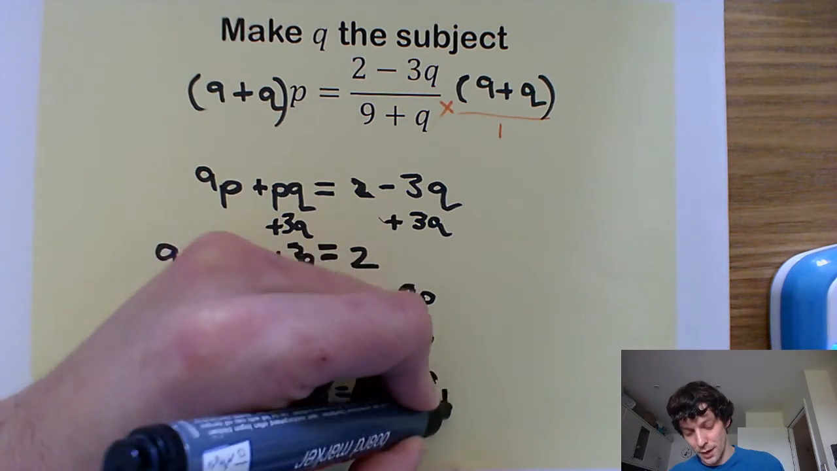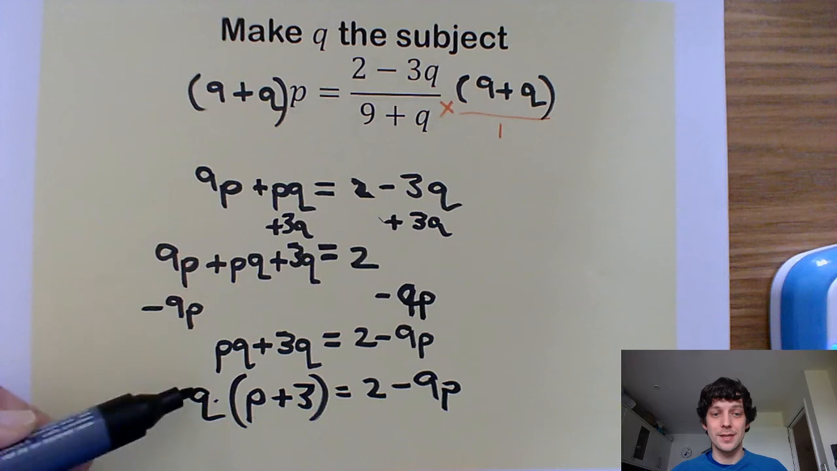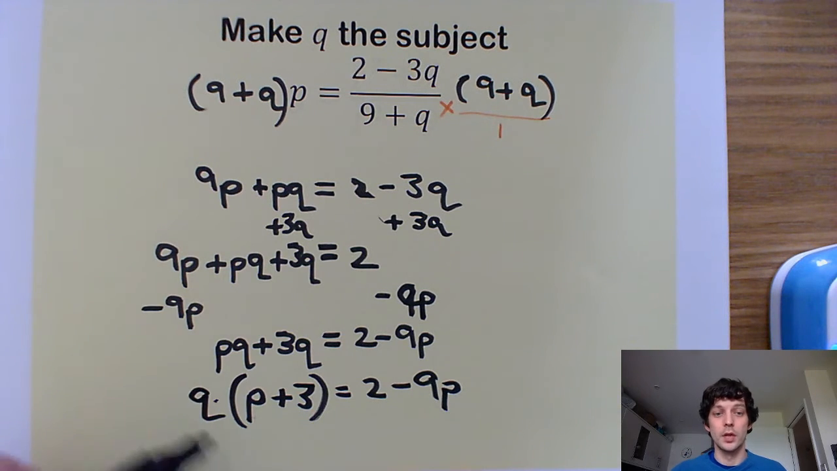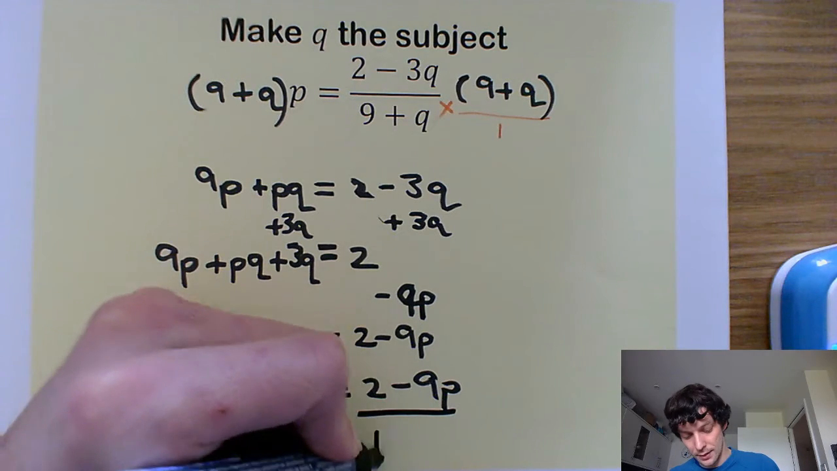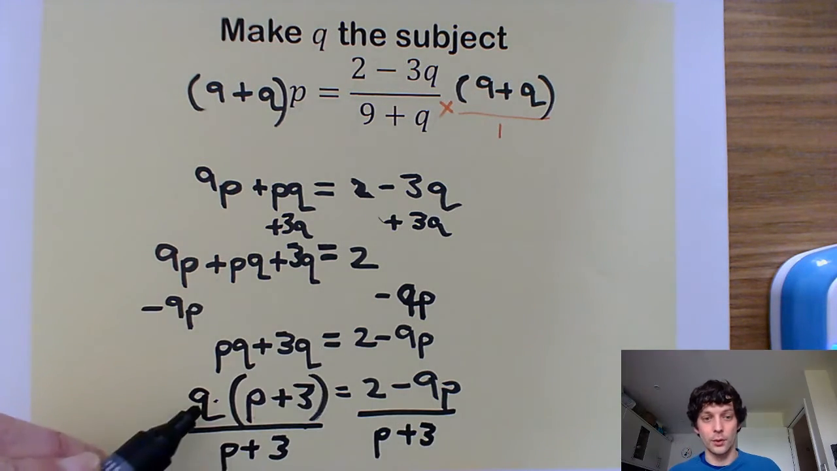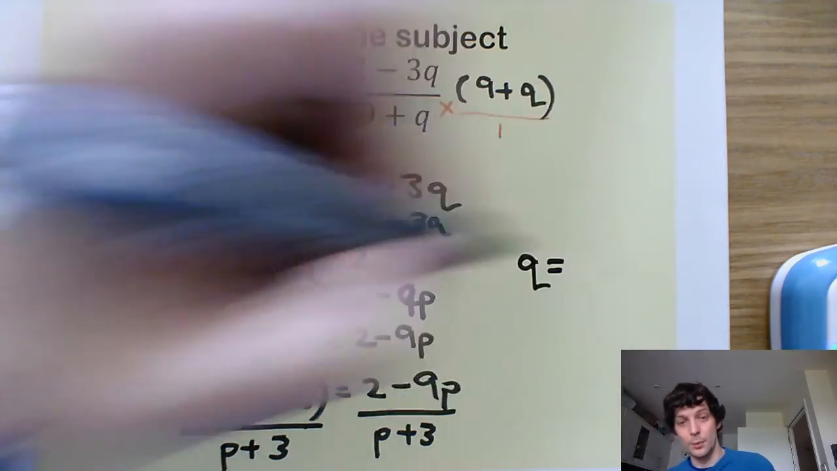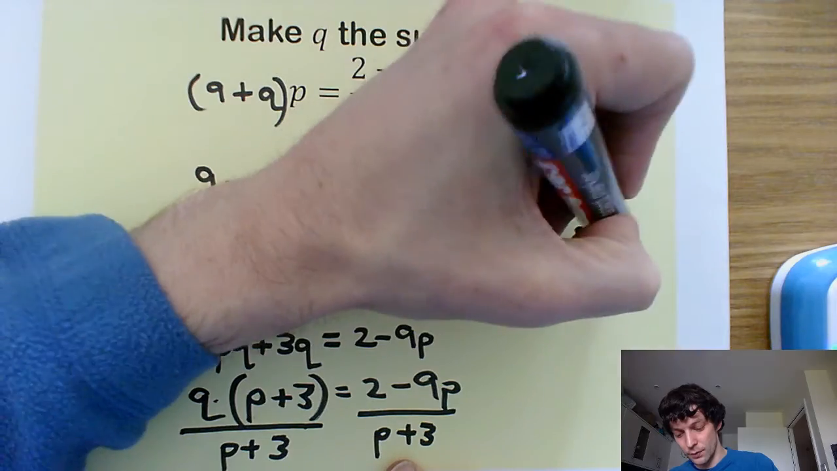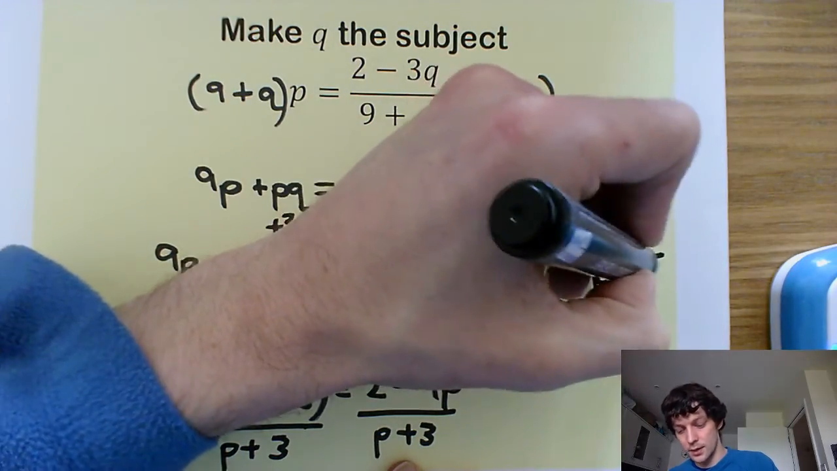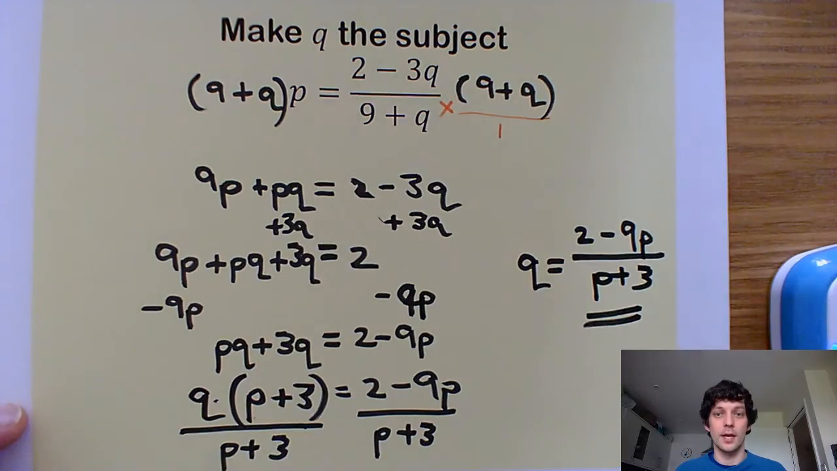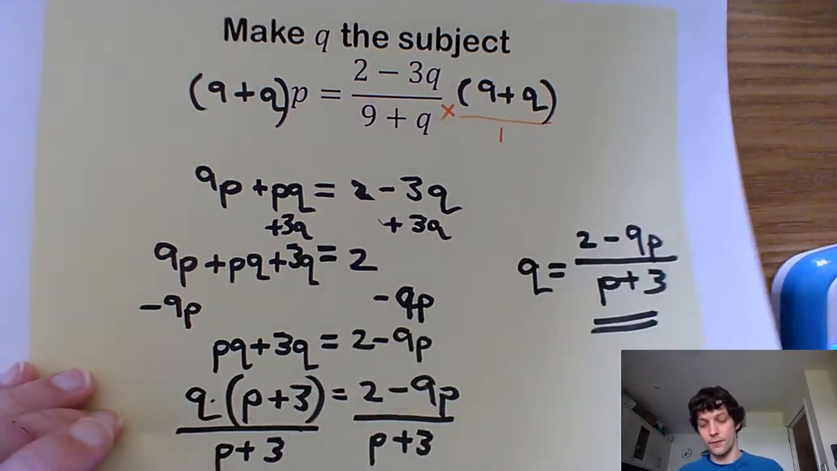It's equal to 2 minus 9p, but the difference is I've only written that q once. So now to get that q on its own, at the moment we've got q multiplied by p plus 3, so I want to divide both sides by p plus 3. So q multiplied by p plus 3 divided by p plus 3 just leaves me with q. On my right hand side we've got 2 minus 9p all over p plus 3. Okay, and that is that with the new subject.